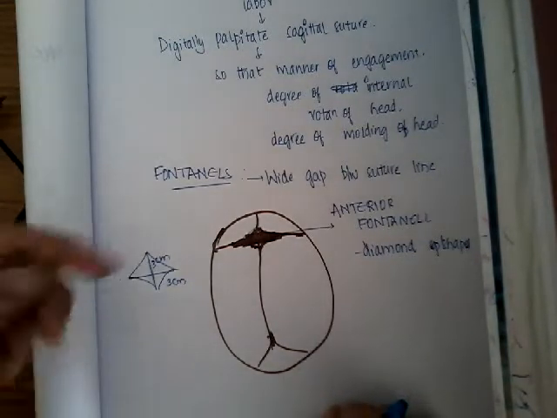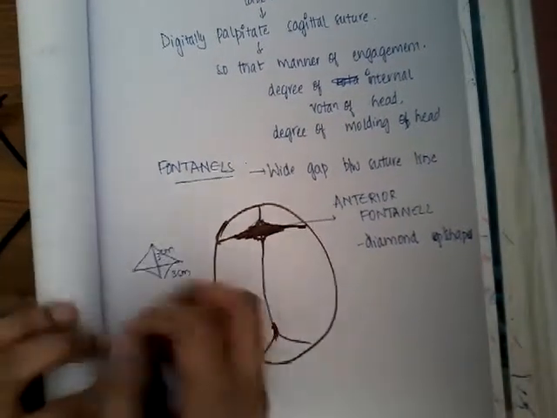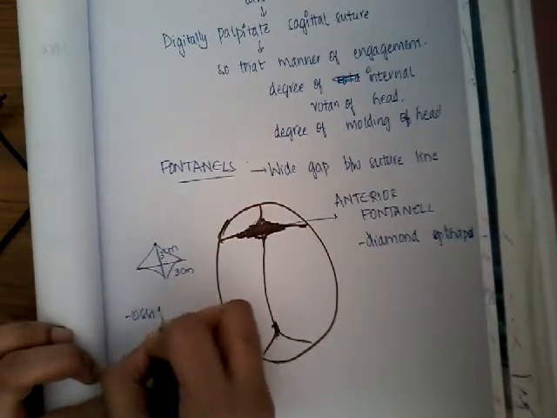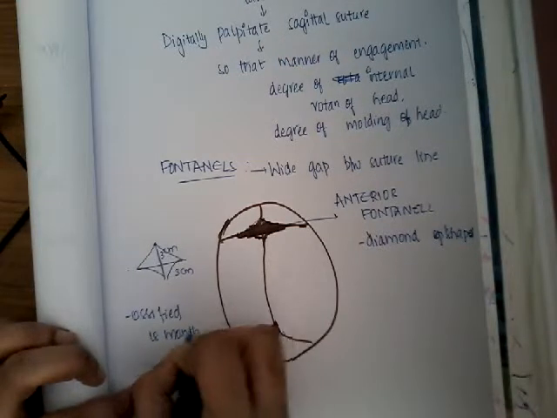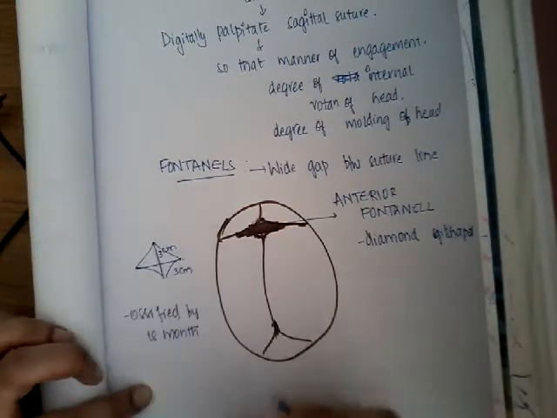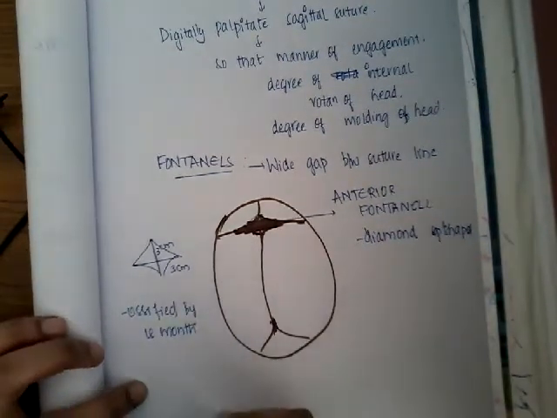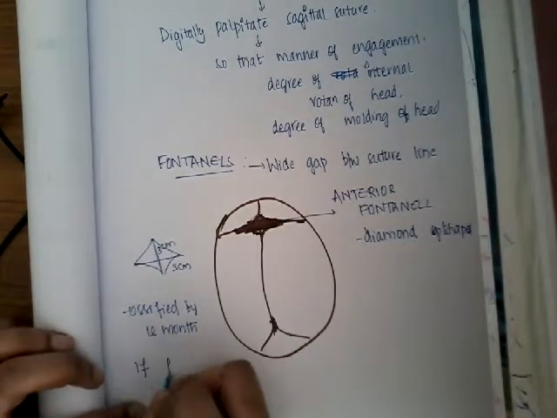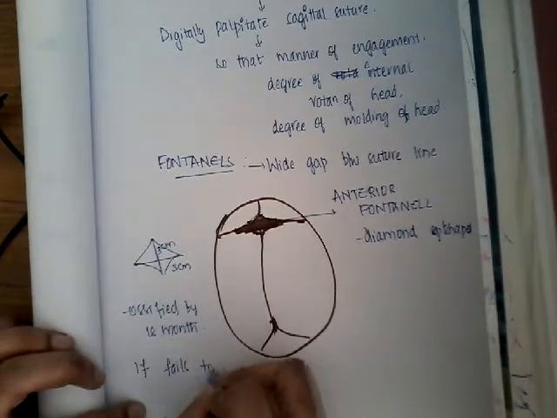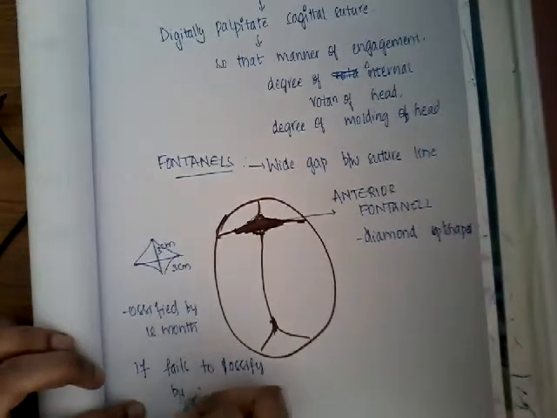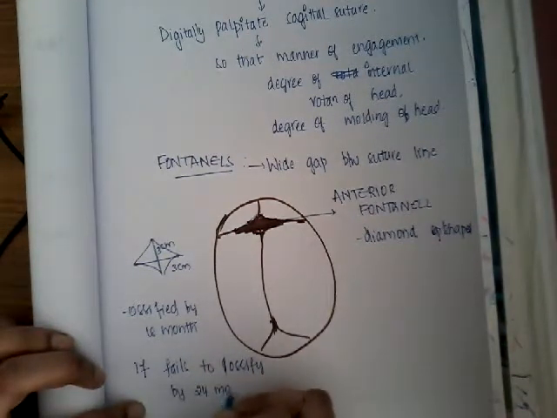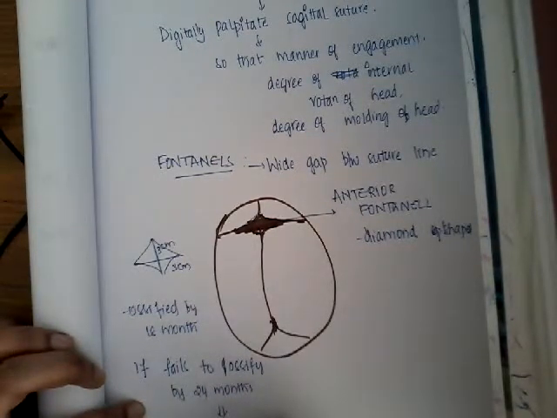The floor of the anterior fontanelle is formed by a membrane, and it is generally ossified by 18 months after birth. It takes 18 months to ossify. If it fails to ossify by 24 months, then we call it pathological.